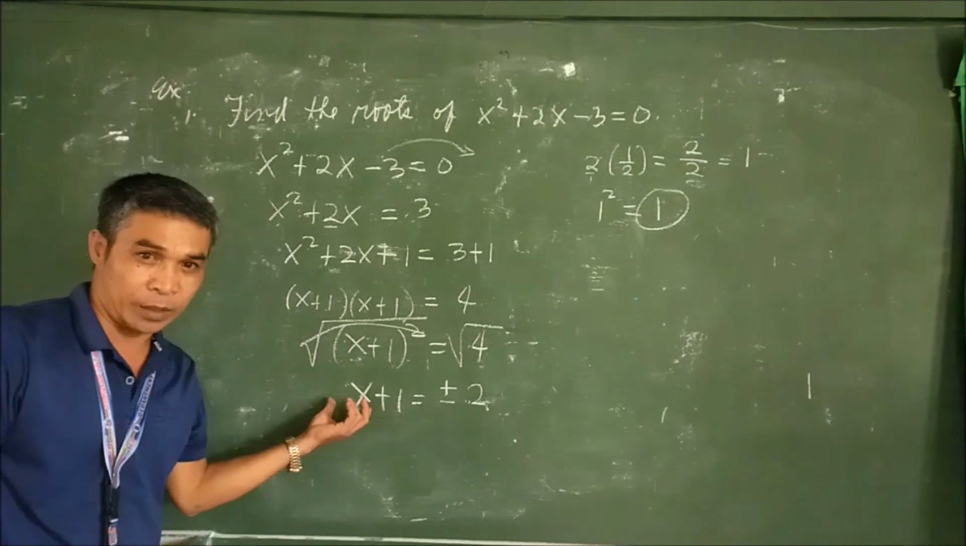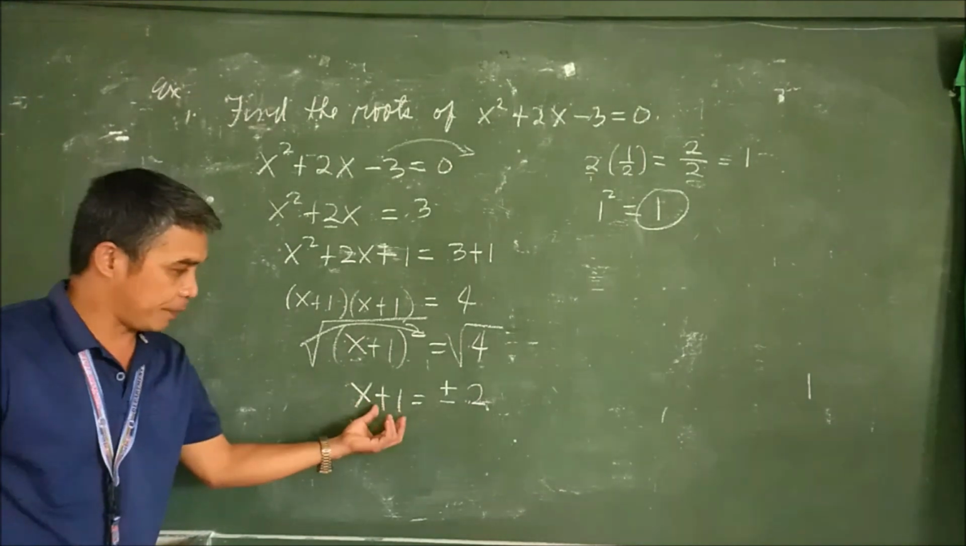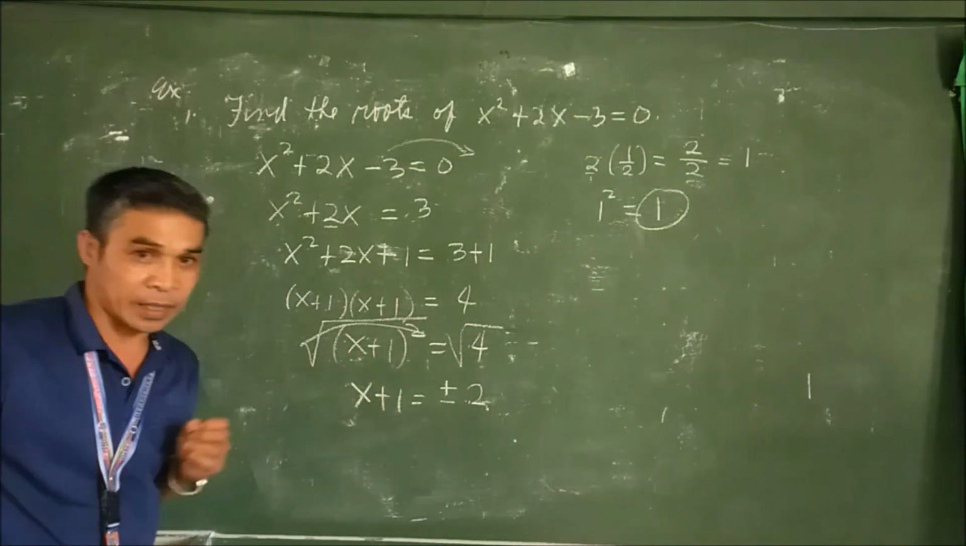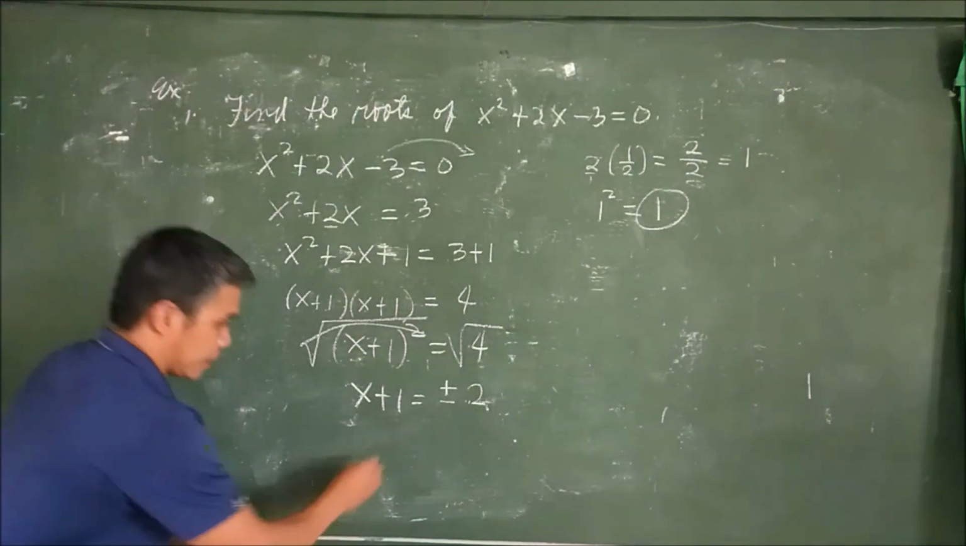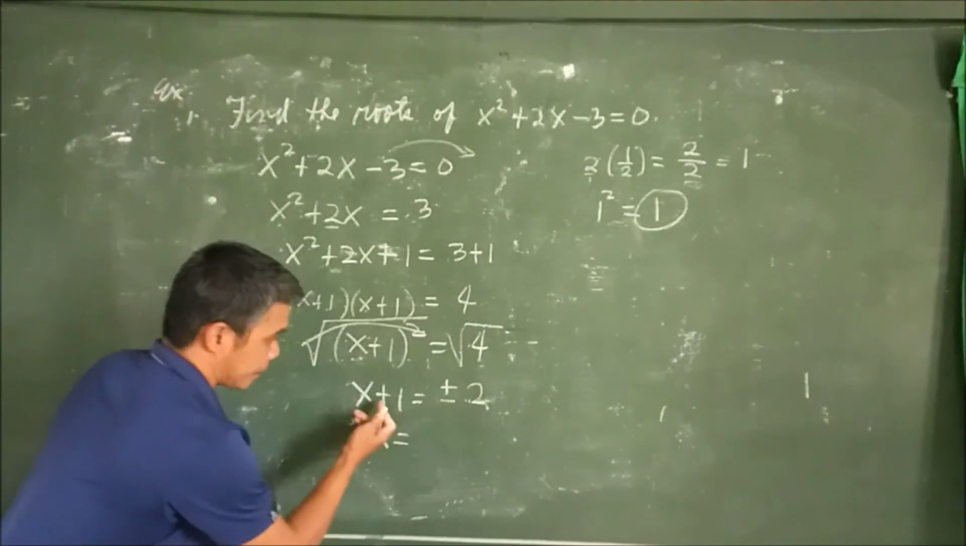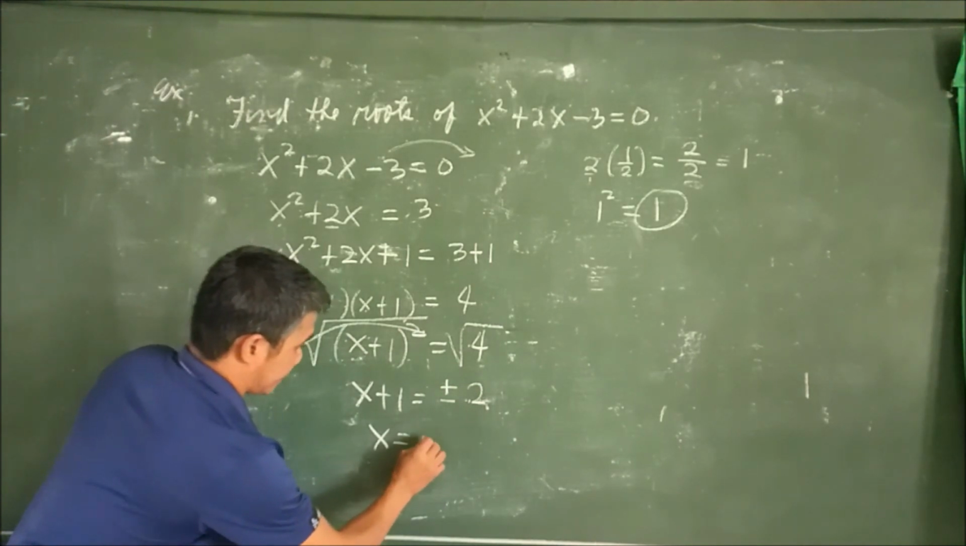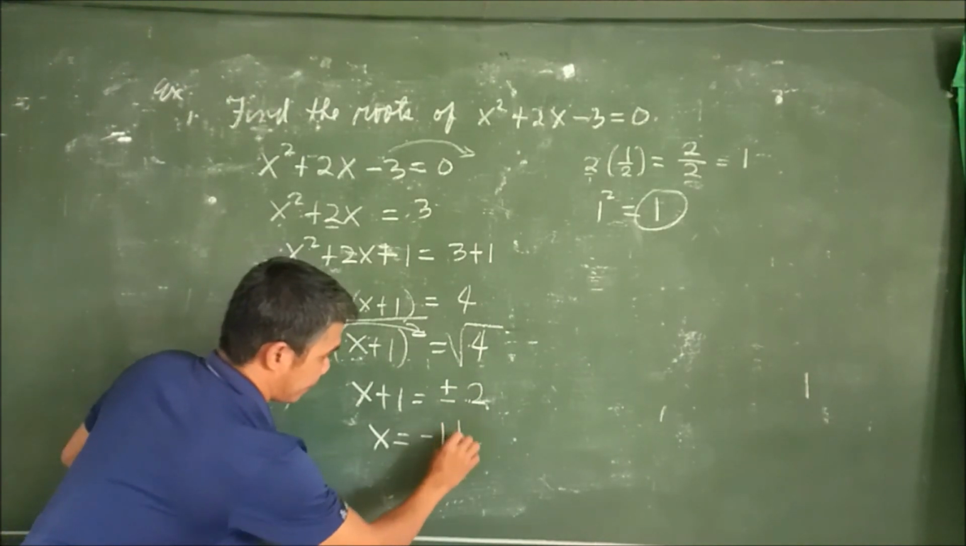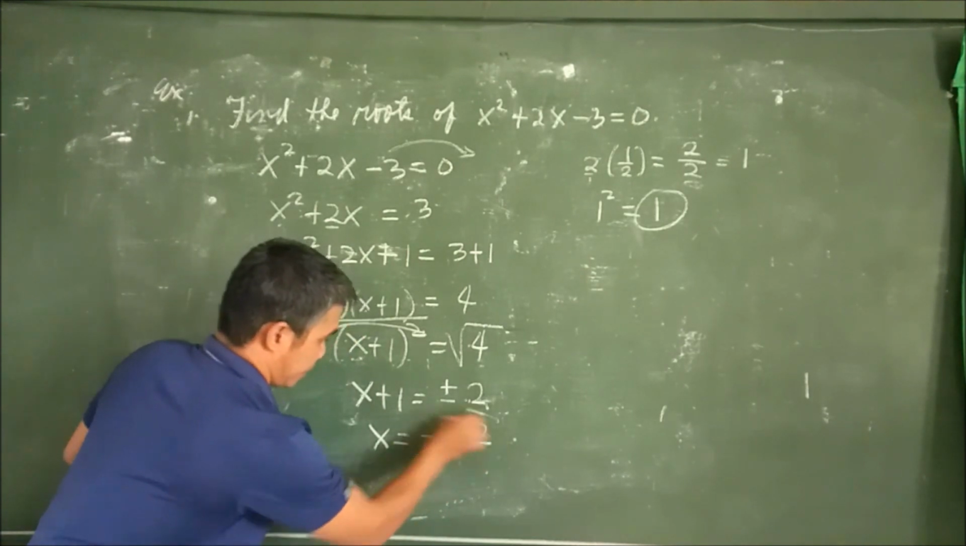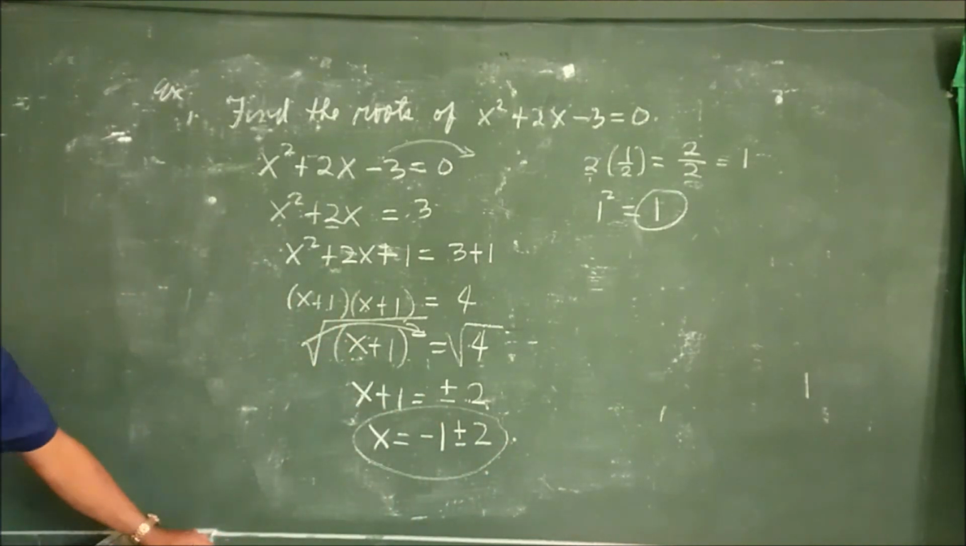Okay. Ngayon, meron pa siyang numerical dito, meron pa siyang constant dito. Kailangan yung x na lang yung matitira. Kaya, ililipat natin yung 1 doon sa kabilang side. Then, x is equals to, kapag ilipat natin ito doon, magiging negative 1, then plus or minus 2. Okay, that is now the value of x.